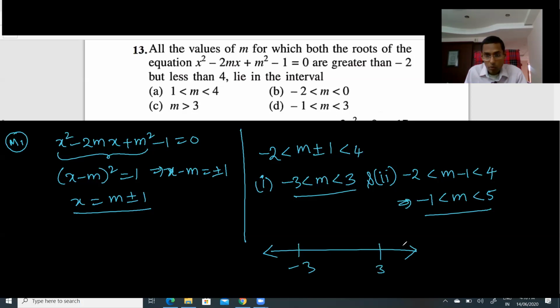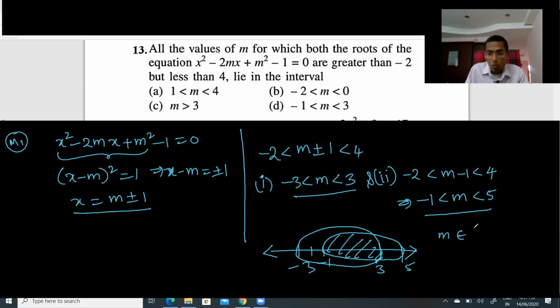Now 5 will be here. Minus 1, where will minus 1 be? Minus 1 will be here. One condition gives us this, and the other one gives us this. So what is common? Common is this, minus 1 to 3. That means m belongs to minus 1 to 3, which is what is common.